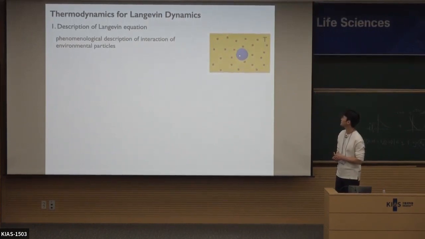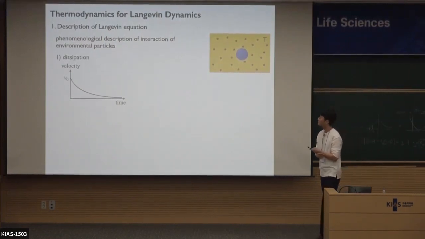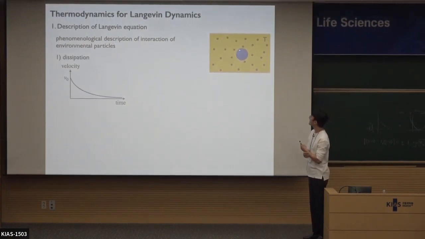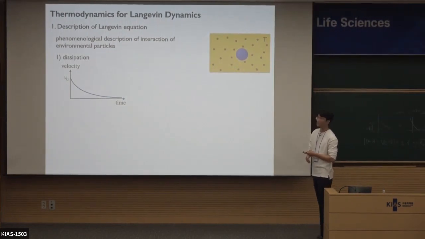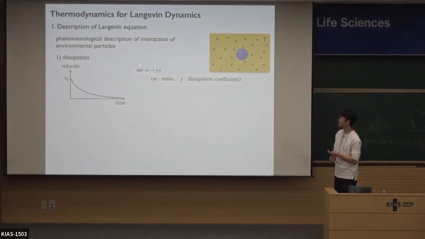To make a phenomenological description of this motion, we need two ingredients, basically. The first ingredient is dissipation. Let's suppose that the initial velocity of this Brownian particle is V0. Then after that, we do not apply any external force. Then V0 will dissipate exponentially in time. This is the meaning of dissipation, and this is what we usually observe in this kind of system. We can write this phenomenologically in this way, which explains the exponential dissipation. Here, m is mass and gamma is the dissipation coefficient.